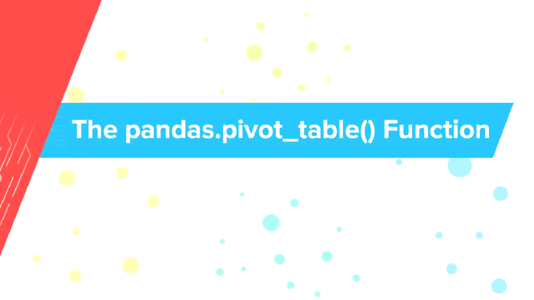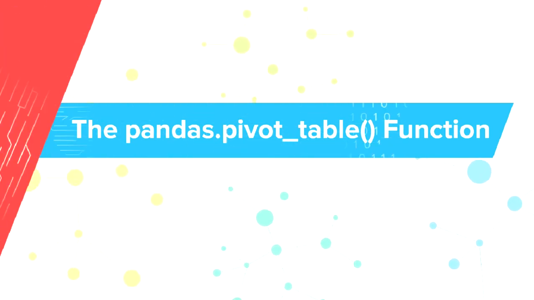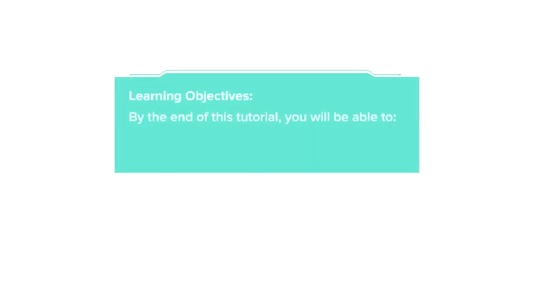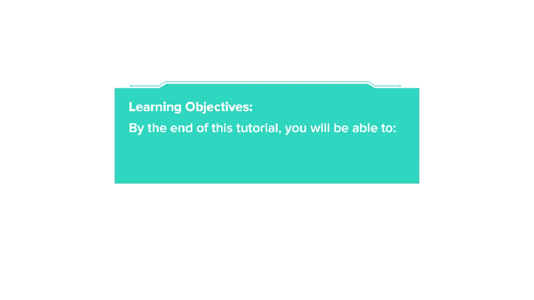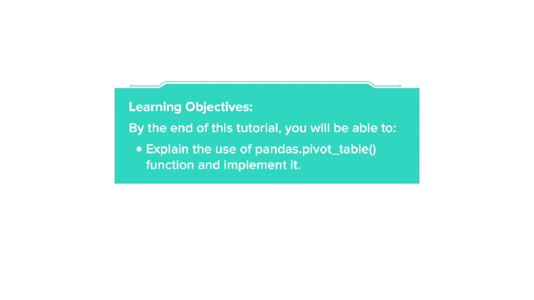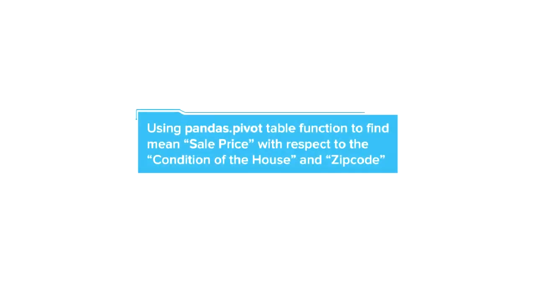Hi, welcome back. In this tutorial, we'll be learning about pandas pivot table function. By the end of this tutorial, you will be able to explain the use of pandas.pivot_table function and implement it. So let's see how pandas.pivot_table function is implemented in order to find mean sale price with respect to the condition of the house and zip code.